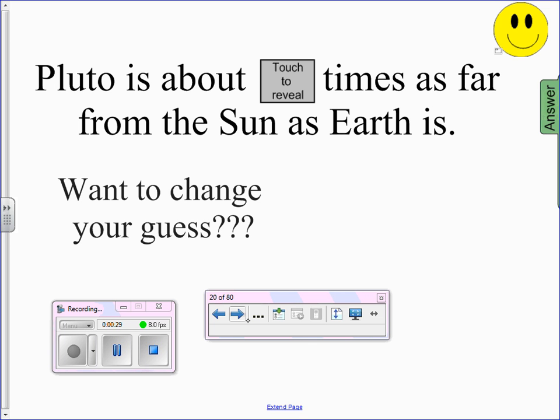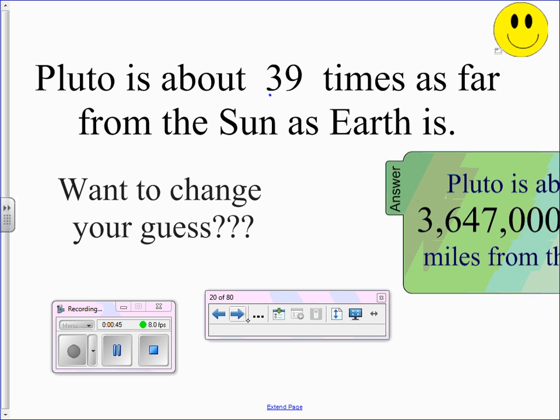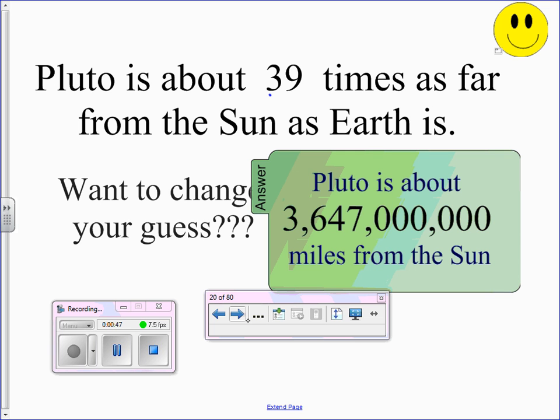And just to let you know, now that you've made your guess, make sure it's in your head, that Pluto is about 39 times as far from the Sun as Earth is. So that kind of makes you think maybe my guess wasn't so good. I might need to make it a little bit bigger. In actuality, Pluto is about 3,647,000,000 miles from the Sun. And if you notice, that's a pretty big number.